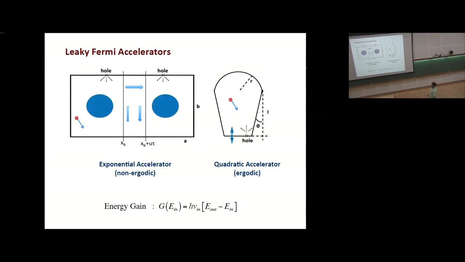So the question we are asking is, what is this energy gain? So this G as a function of E_in is defined as this. So this h times v_in sort of measures how many particles are coming into my system at a given time, that is, what is the rate of entry of particles into this system, and this E_out minus E_in is sort of the change of energy between the moment at which the particle exits my system compared to the time at which it enters the system.